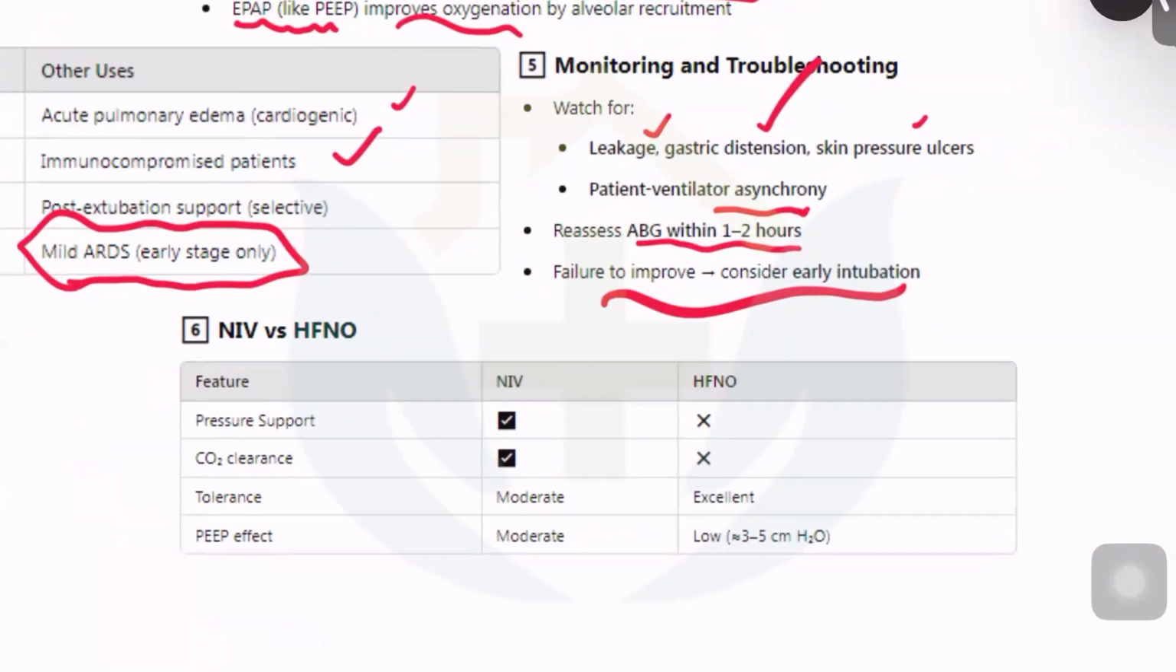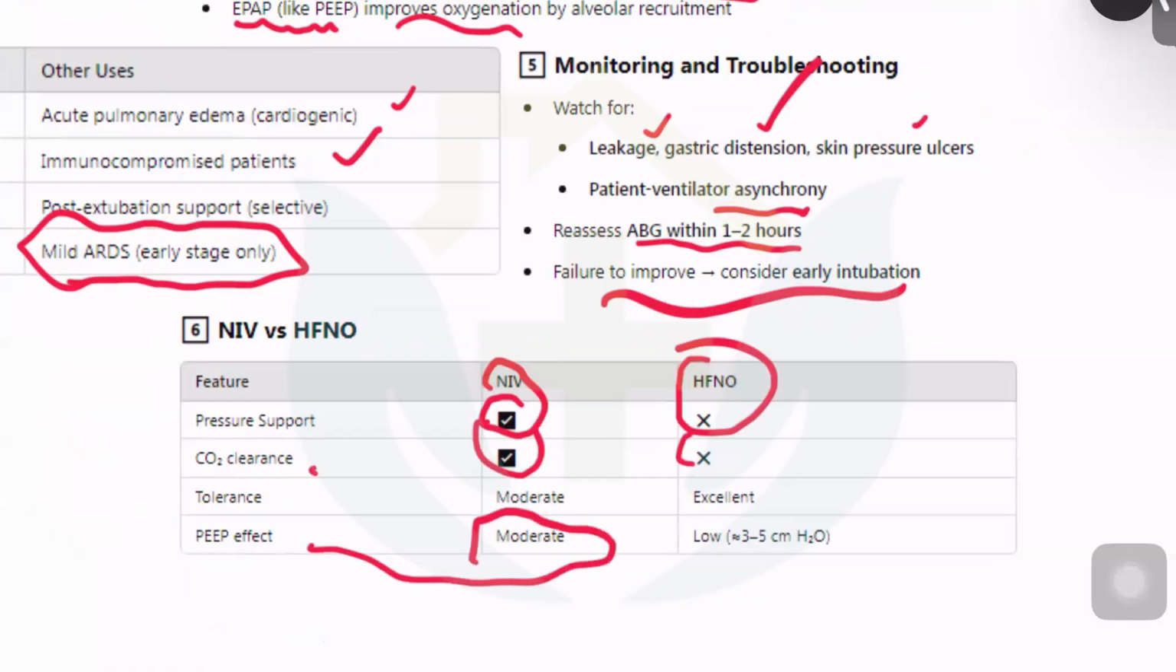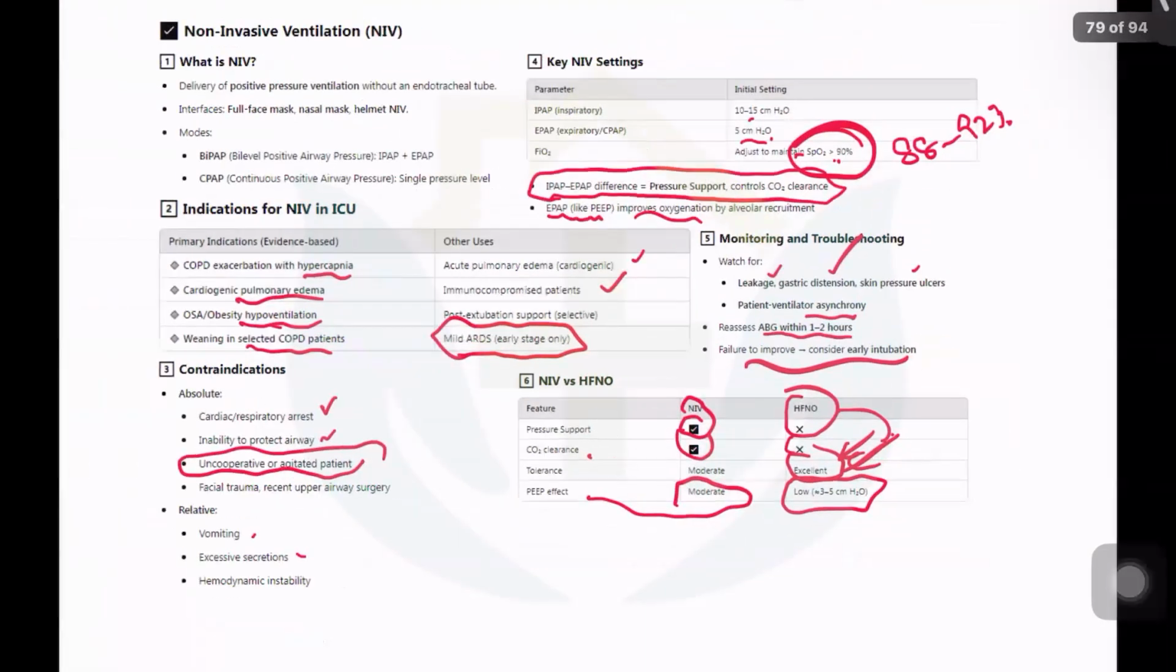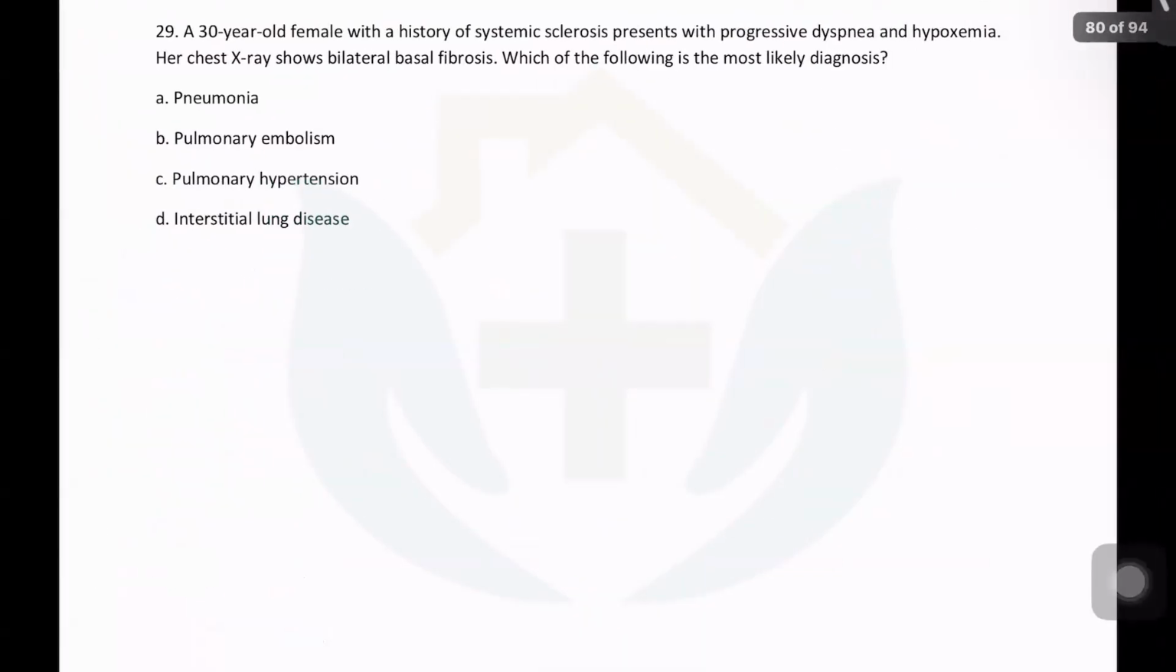NIV versus HFNO. Pressure support, NIV does give, HFNO does not give. CO2 clearance, NIV does give, HFNO doesn't. PEEP effect is good in NIV because of EPAP, but in HFNO, it is very low. It is just about 5 centimeters. And tolerance is excellent. That is some point where HFNO takes the front seat, that the tolerance is excellent. It is not as good in NIV.